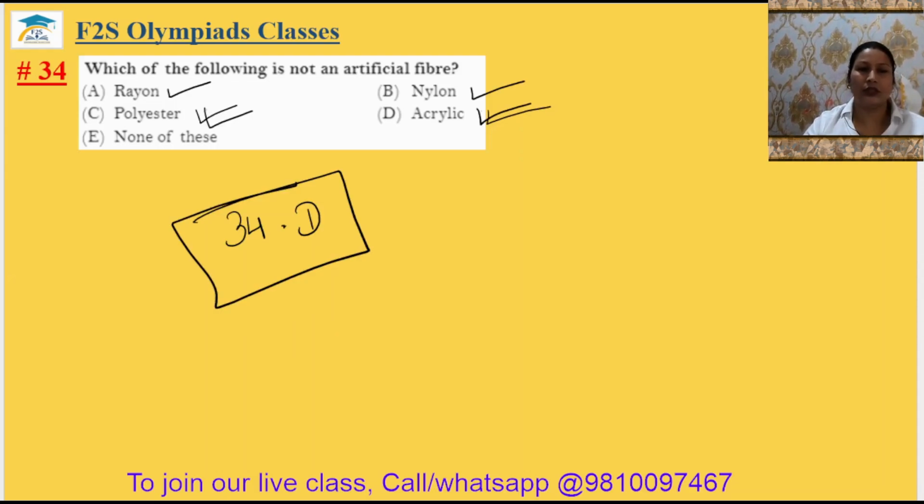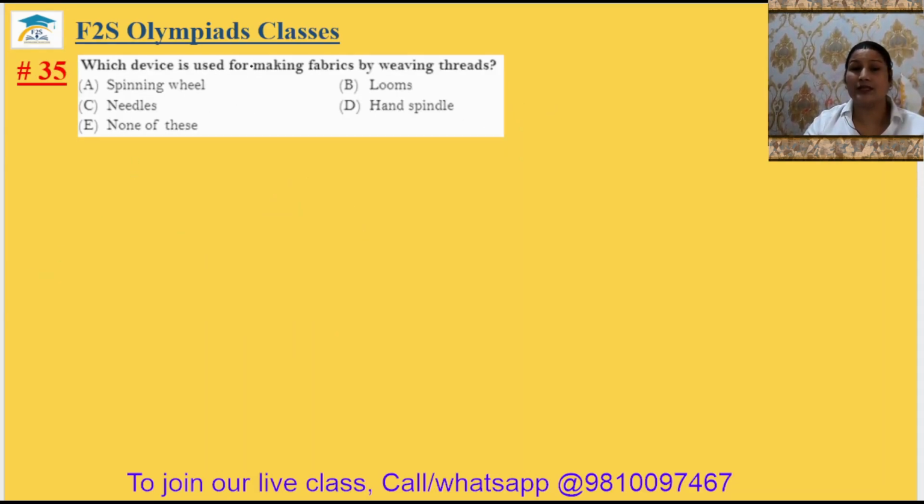Okay. Question number 35. Which device is used for making fabrics by weaving thread? So spinning wheel, no, we make yarn from the spinning wheel. Looms we use for the weaving. Needles we use for the knitting, and hand spindle we use for the making yarn. Okay, so 35 answer should be option B.